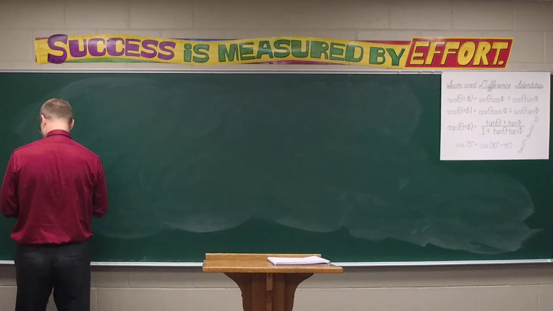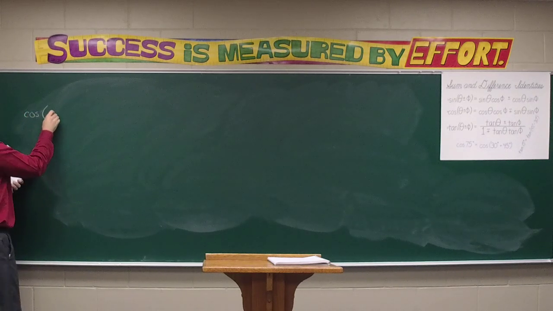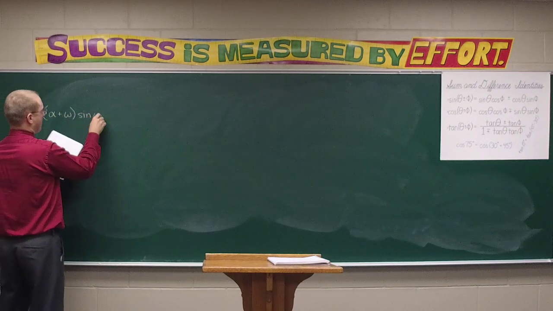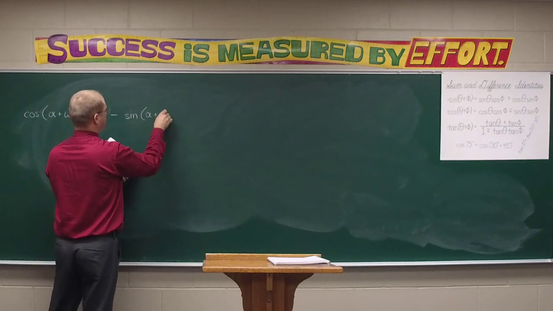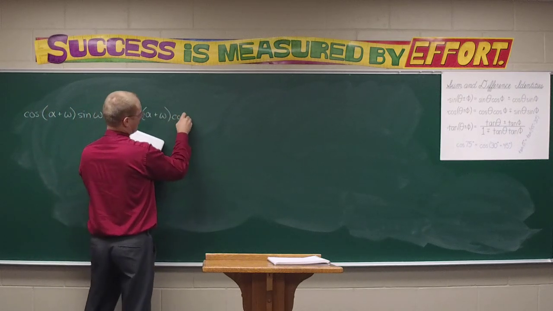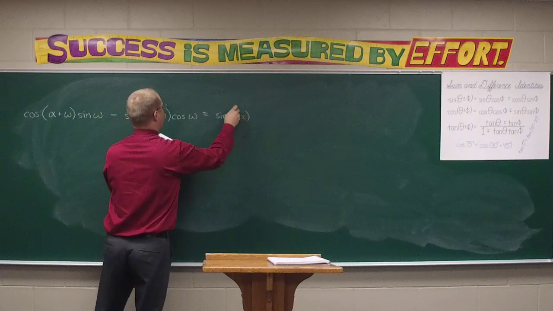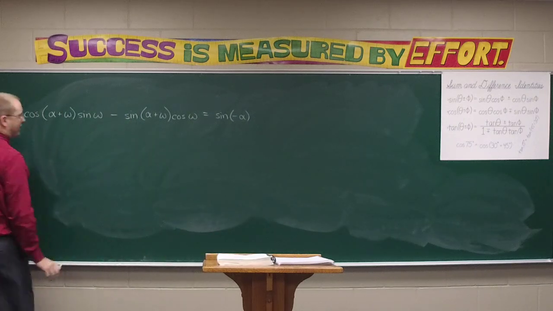We've got the cosine of alpha plus omega times the sine of omega, minus the sine of alpha plus omega times the cosine of omega, equals the sine of negative alpha. That's what we're going to try to verify here.